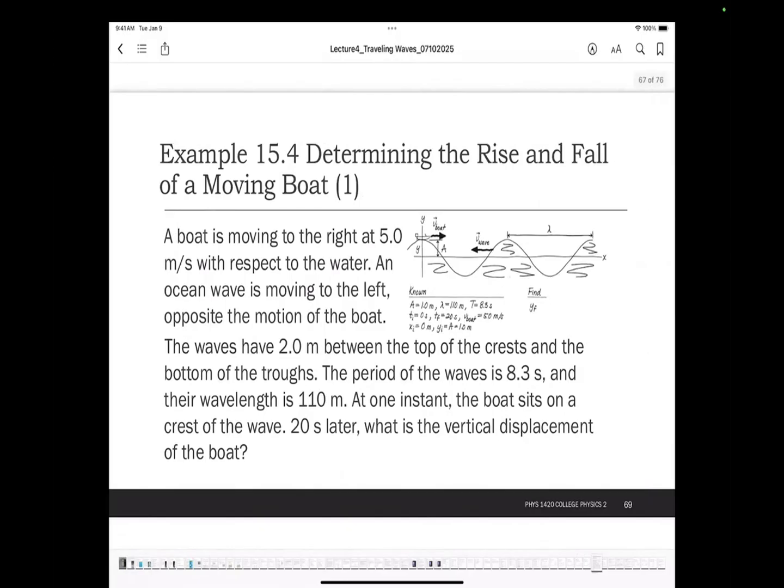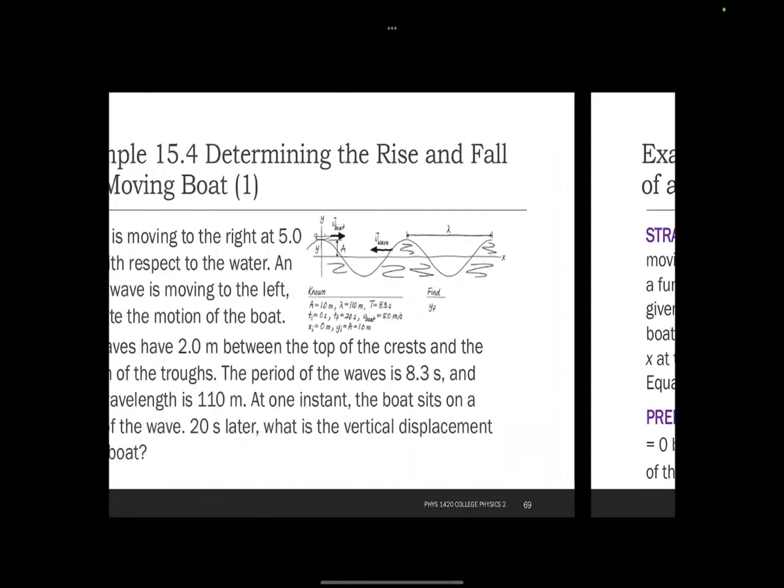Okay, let's check an example. Determine the rise and fall of a moving boat. A boat is moving to the right. You can see here.